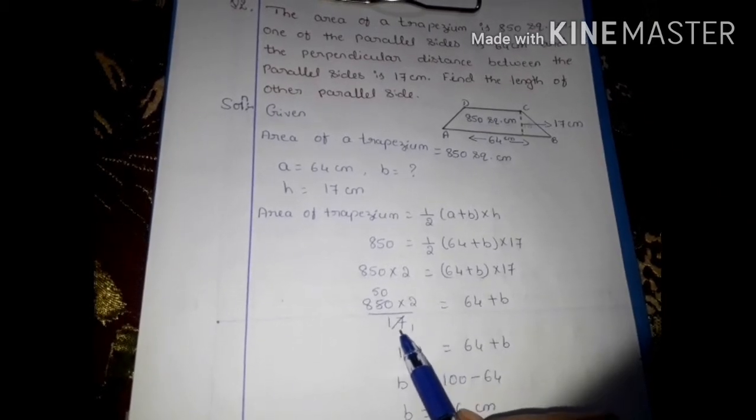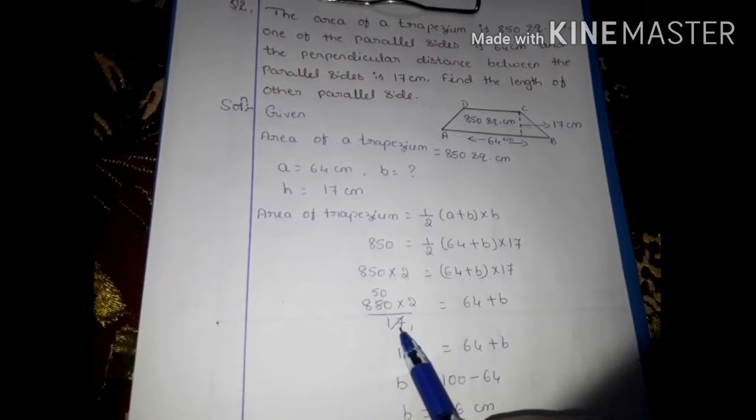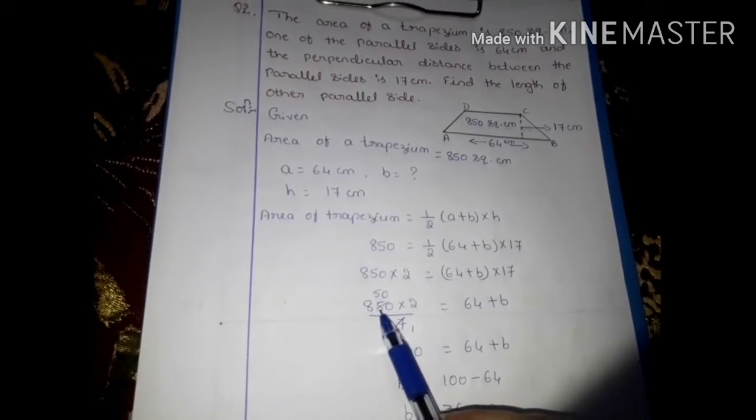Here 17 is multiplied. Take it to the LHS, where it is going to divide. 850 into 2 divided by 17. Don't multiply; in the next step it is going to cancel. 17 ones are 17, 17 fives are 85.